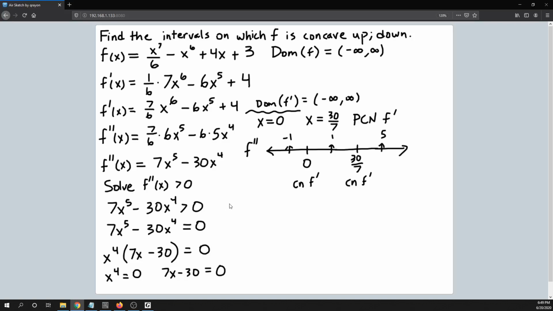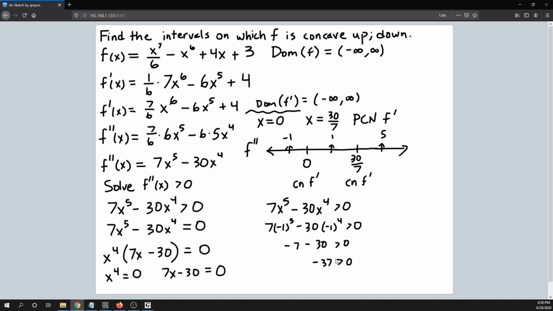So what I'm going to do is take those numbers and plug them into this inequality here. All right, plugging in the -1, let's start with that one. When I plug in the -1, I am going to get -7 minus 30. So I get -37 greater than 0. All right, and so I get a negative number here.